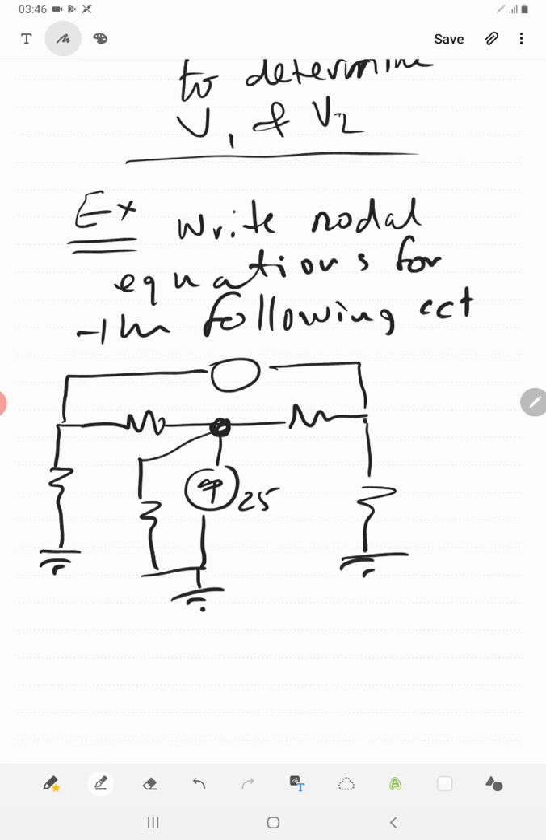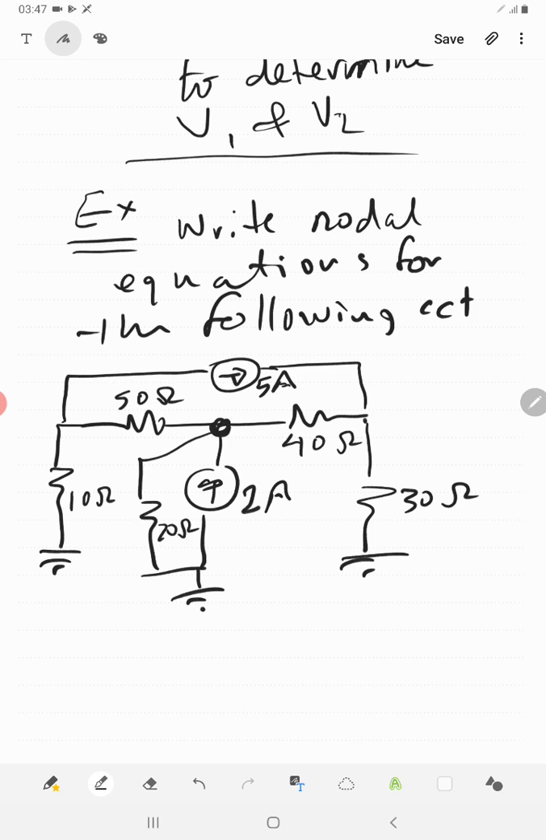Okay. Let's assemble. Here we have 2 amps. Let's give it a direction here, say 5 amps. Okay. Let's have here 10 ohms, 20 ohms, 30 ohms, 40 ohms, and 50 ohms. Okay.